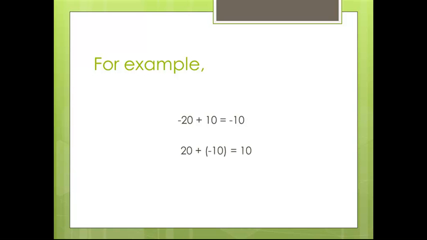Or if it was 20 plus negative 10, which by the way is the same as just subtracting 10, you're going to subtract the smaller number from the larger number. 20 minus 10 is 10. And give it the sign of the larger number, which in this case is positive. This has been the rules for negative numbers.